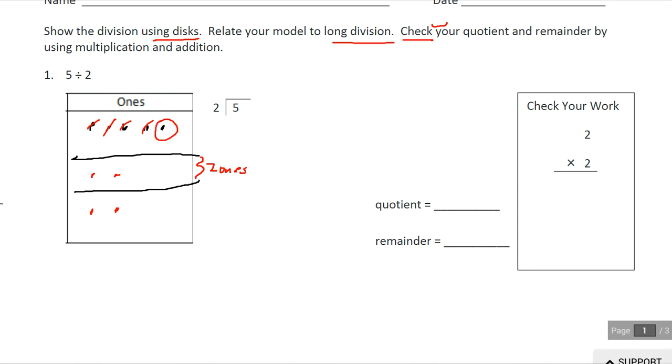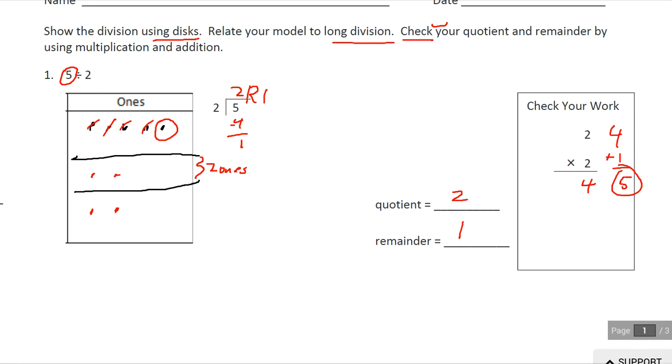There's the remainder. So when we do that in long division, you know that 2 times 2 is 4. Subtract that, we get 1. So it's 2 R 1, 2 remainder 1. Our quotient being 2, our remainder is 1. Remember, when we check our work, 2 times 2 is 4, but then we have to do 4 plus 1, which is 5. That's what we started with, 5.